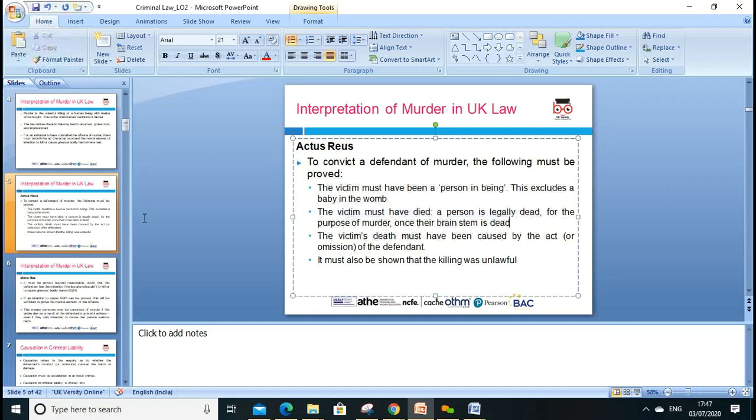once their brain stem has died. That means the definition of death, what is meant by the victim. And that death must have been caused by the act or the omission of the defendant, especially with doctors being charged as murderers. They must also show that the killing was unlawful.